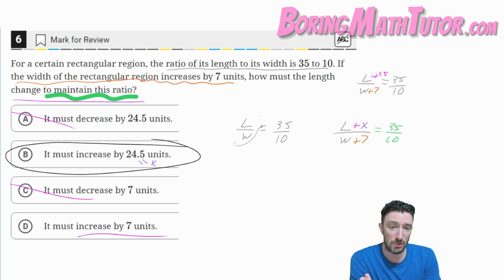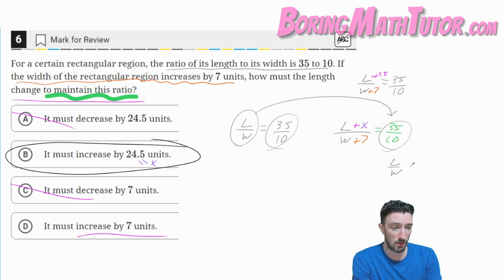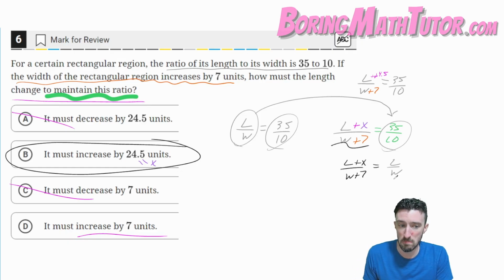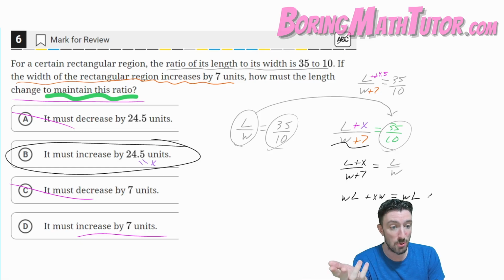Well, if L over W is 35 over 10, where I see the 35 over 10 here, I could replace that with L over W. So then I keep everything else the way it was over here. L plus X over W plus 7 equals L over W. Now I could cross multiply. If I cross multiply, I'll get WL plus XW equals WL plus 7L. But I see a WL on both sides, so goodbye, see you later.